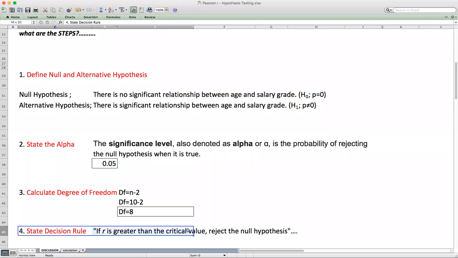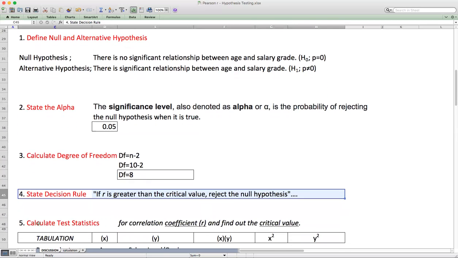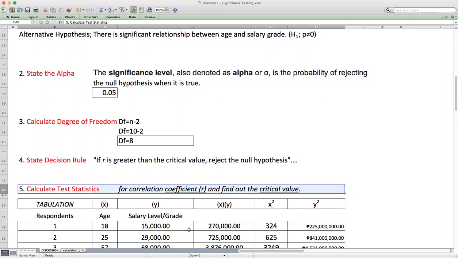And then for the fourth step, state the decision rule. If R is greater than the critical value, we have to reject the null hypothesis. For step number 5, we have to calculate now the correlation coefficient. And also, we need to find the critical value.